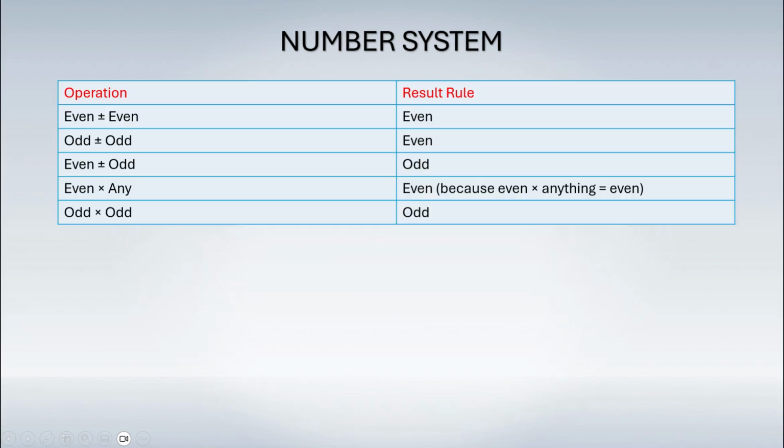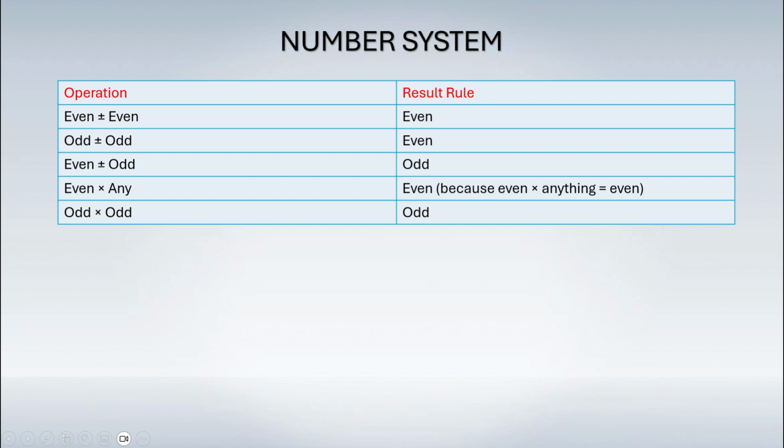Now let us learn some of the important facts. When we add two even numbers, the result is always even. For example, 2 plus 4 equals 6. 4 plus 10 equals 14. So all the answers will be even if we add two even numbers. And if we add two odd numbers, then the result will also be even. Because if we add 3 and 5, it is 8. So which is an even number.